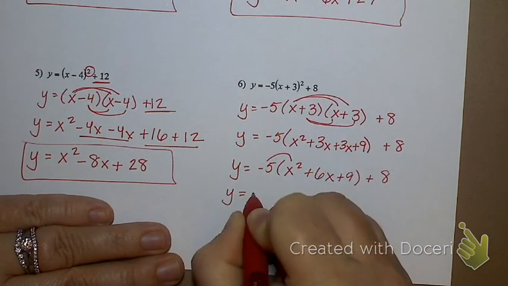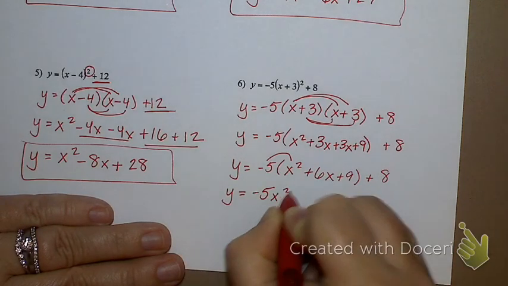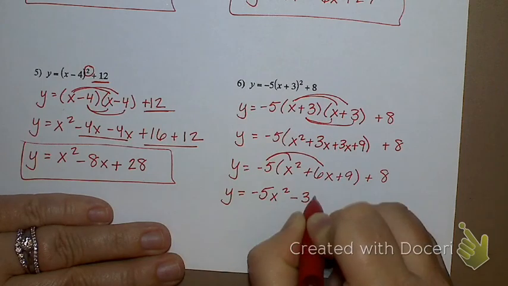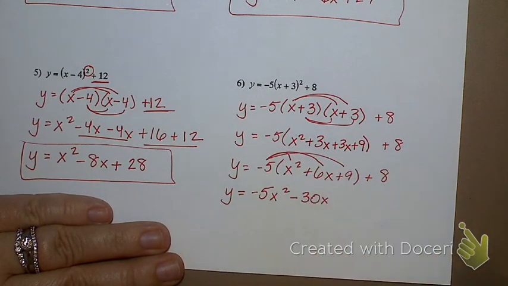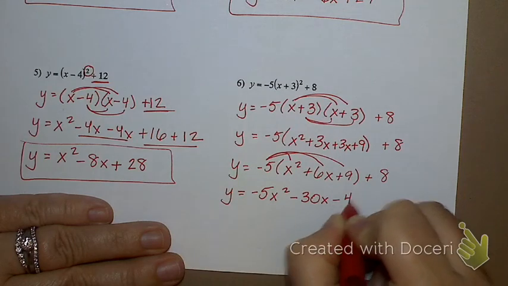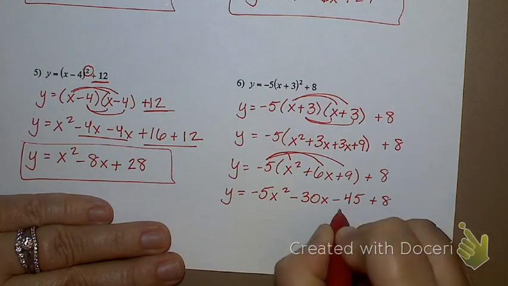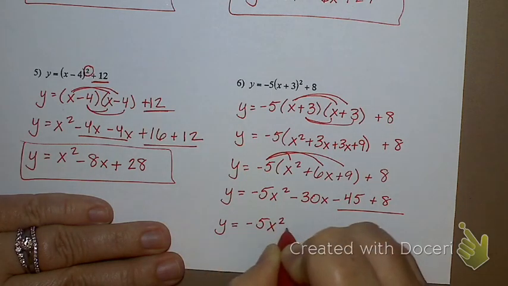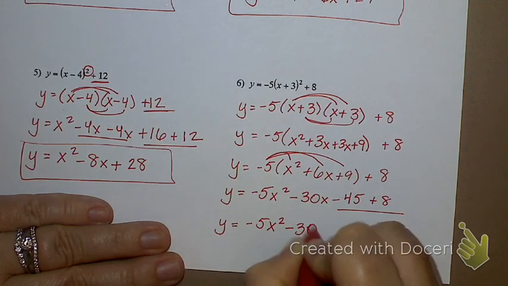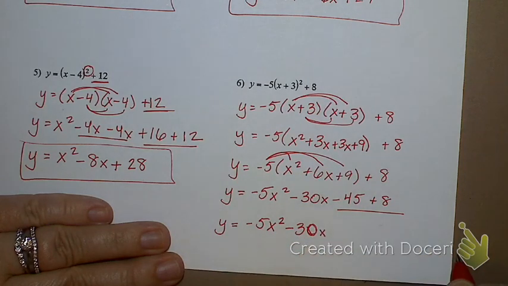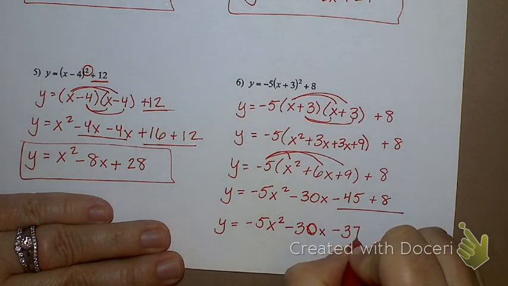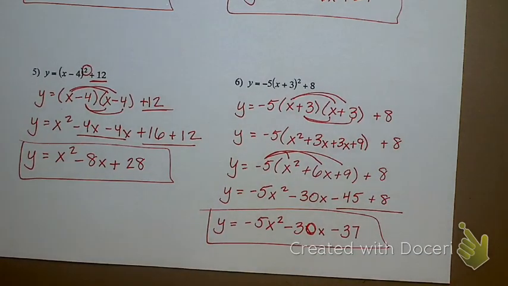That would be negative 5x squared, and then what? Negative 30x, and then negative 45. Minus 45, and now I have this plus 8, so I still have one last set of like terms. Negative 5x squared minus 30x, and then what? Negative 45 and positive 8, negative 37. Done. Questions? All right. Happy studying.